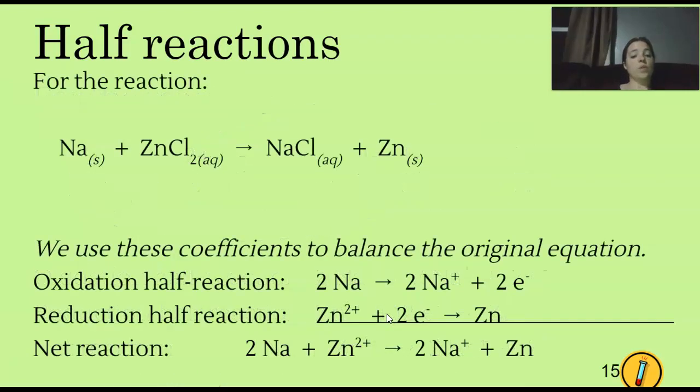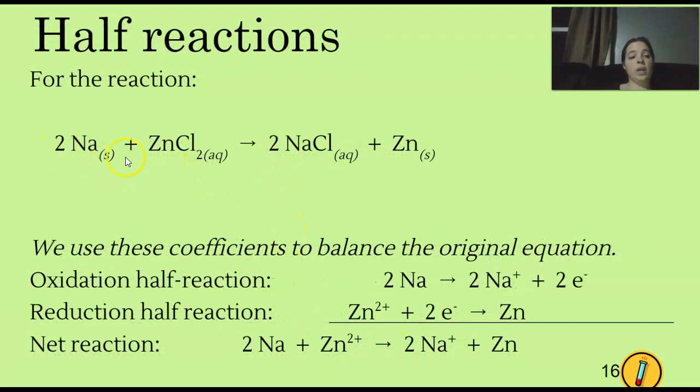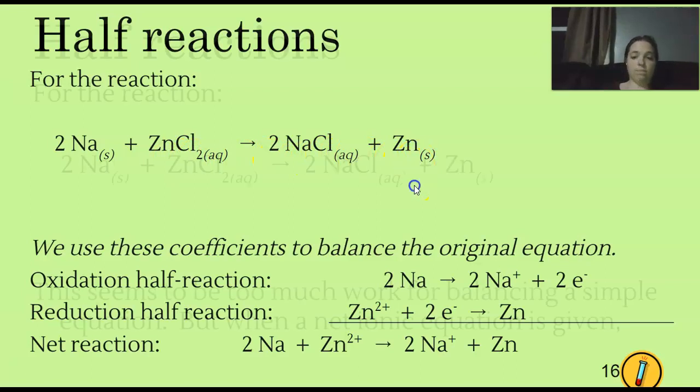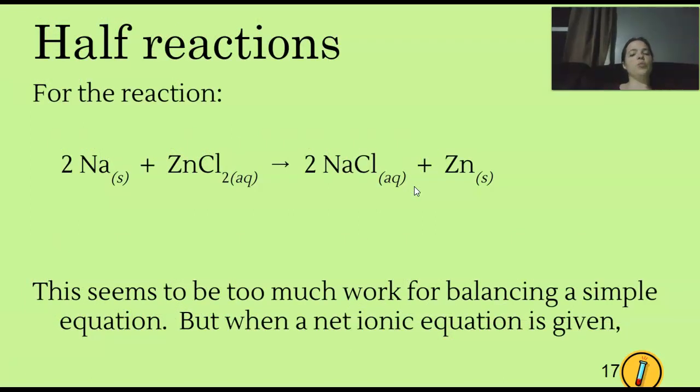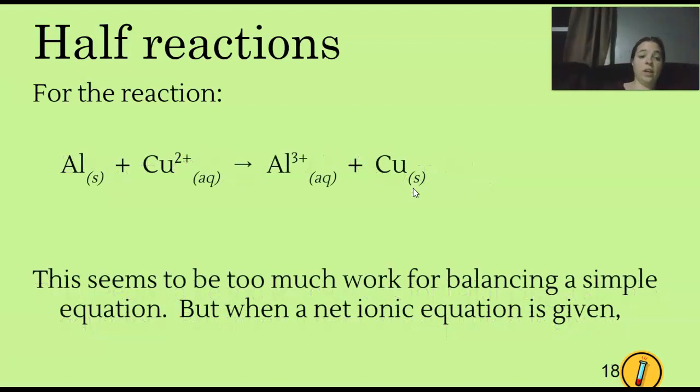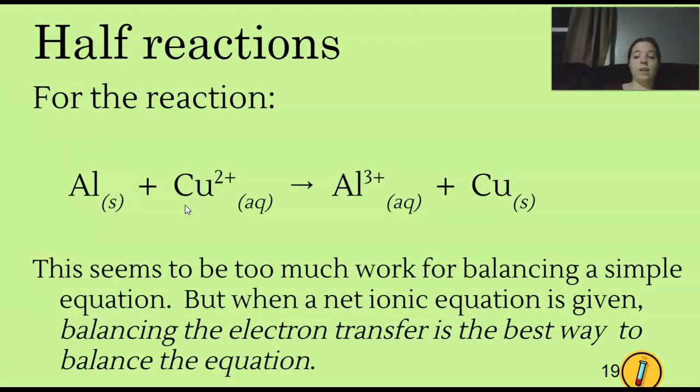All right, we use these coefficients to balance the original. So I'm going to plug these in up here, and I'm left with 2Na plus ZnCl2 goes to 2NaCl plus Zn. All right, this seems like too much work for balancing a simple equation. But sometimes the net ionic equation is given, and other times you get this. You've got to be able to figure it out. How do you do that? Again, just figure out what reduces and what oxidizes. You can balance it out.